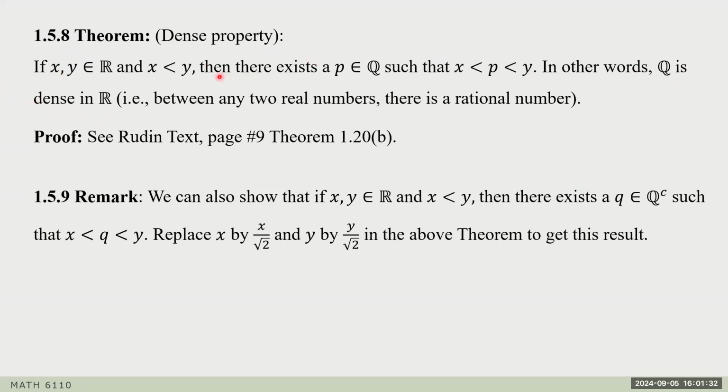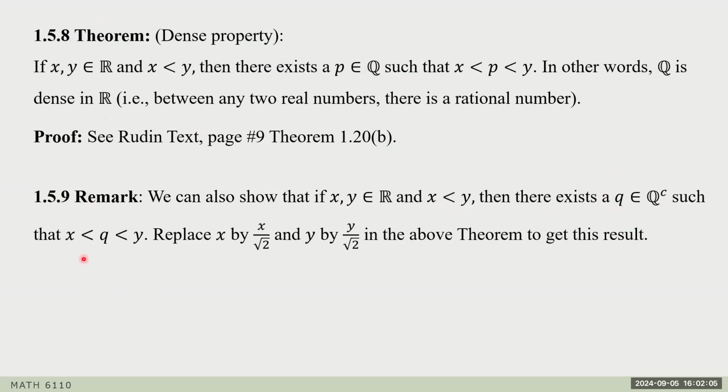So said in plain old English, this just means that between any two real numbers, any two numbers you choose, you could always find a rational number in between there, right? And that should be no surprise to you. So from this theorem, you could show the same thing is true, not only for the rationals, but for the irrationals. Between any two real numbers, you could find an irrational number, let's say q, such that q is in between.